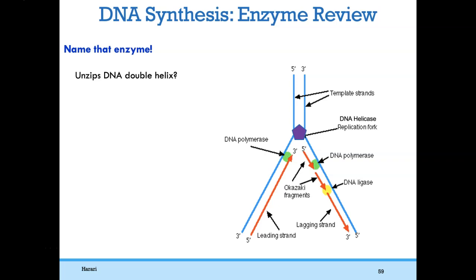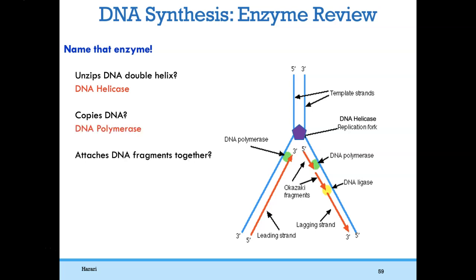So pause here and name each enzyme as I list the description. All right, so pause here. What unzips the DNA double helix? Helicase. What copies DNA? Polymerase. What attaches the fragments together? Ligase. What makes the RNA primer? Primase.